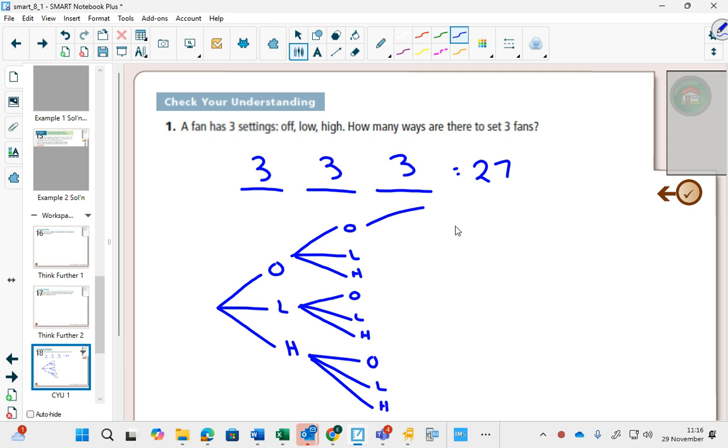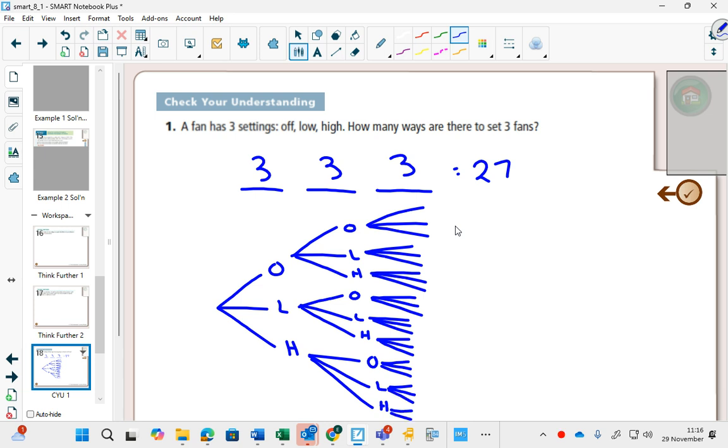And then for the third one, this is going to get a little annoying, but you'd have 3 branches. Good thing we didn't have 4 fans. Oh my goodness. Off, low, high, off, low, high, off, low, high.